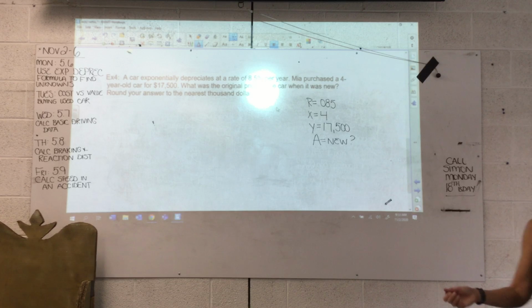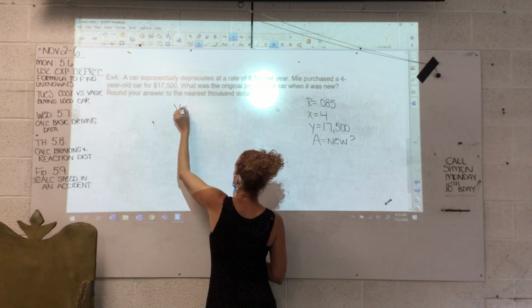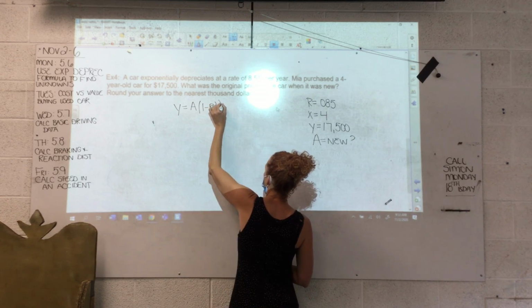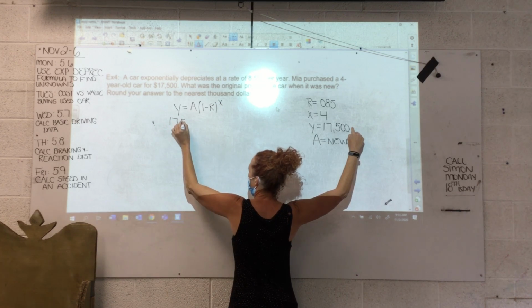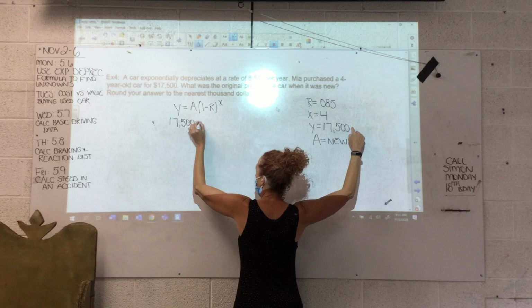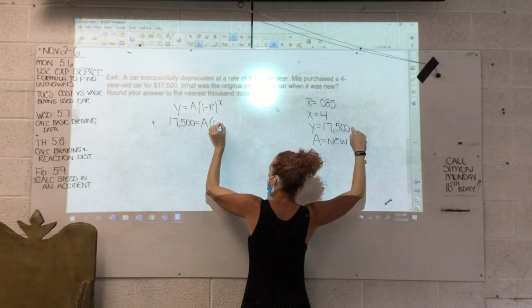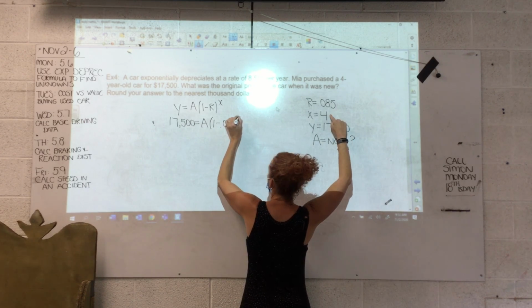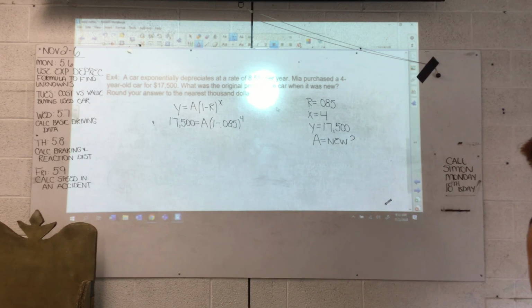So let's plug it all in. Remember, it's y equals A, 1 minus r to the x. So 17,500 equals A, which is what we're looking for, times 1 minus 0.085 to the 4th. It looks hard, trust me, it is not hard.